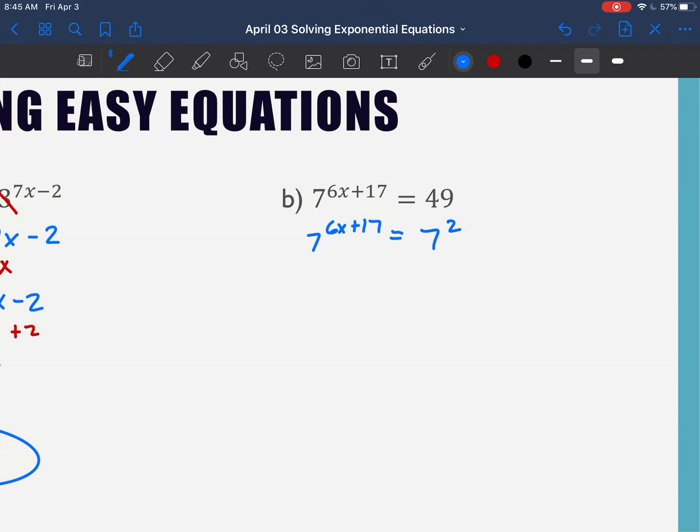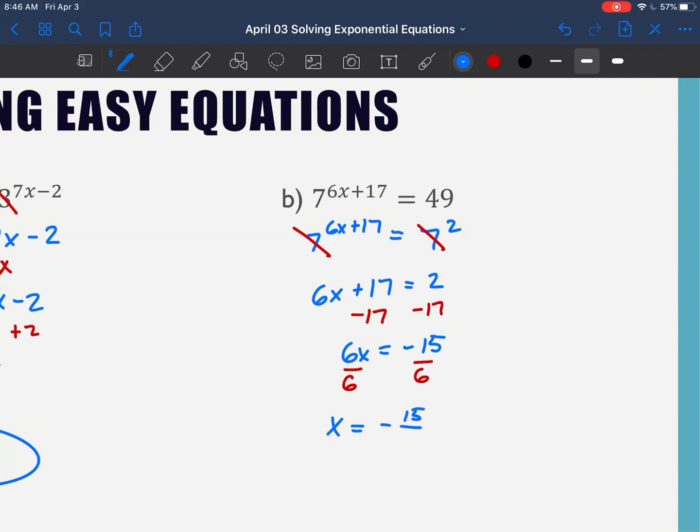Now the reason why we would change the 49 is because now that these bases match, we can cancel these out. And then you're just left with 6x plus 17 equals 2. And now it's just your simple two-step equation like you've been doing since Algebra 1. So minus the 17, you get 6x equals negative 15. Divide both sides by 6. And then you get x is equal to negative 15 over 6.